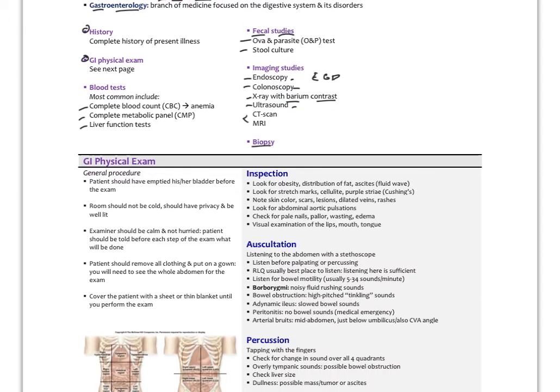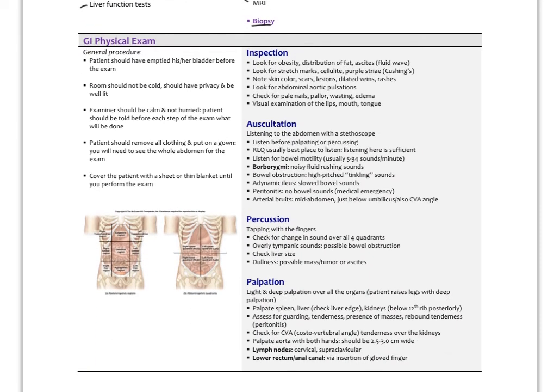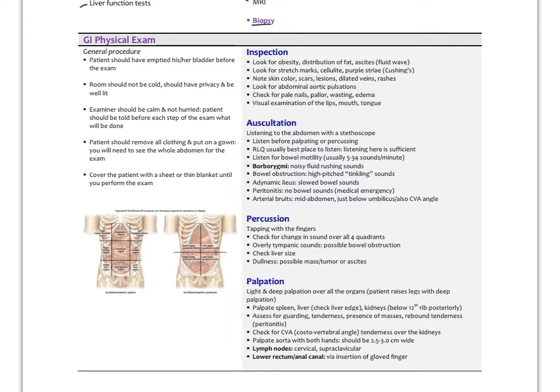So in terms of GI physical exam, I'll just run through the procedure. This is one of our major physical exams. We of course have the ENT, ear, eyes, nose, and throat exam. We have the chest exam with lungs and heart and thyroid and palpation of neck lymph nodes and so forth. And an abdominal exam is going to look at everything below the diaphragm down to the pelvis.